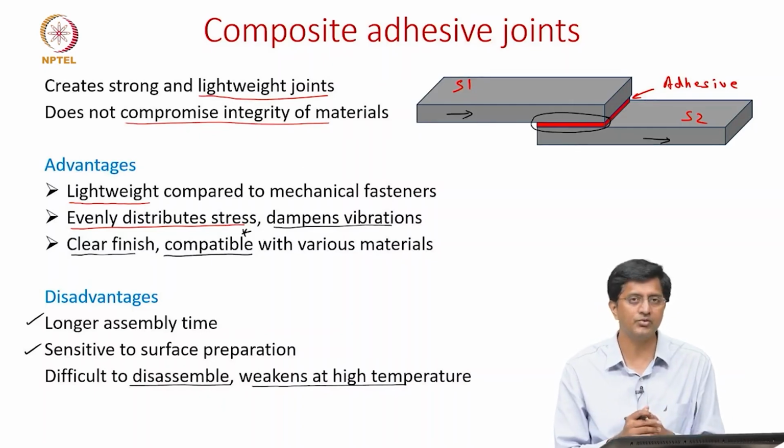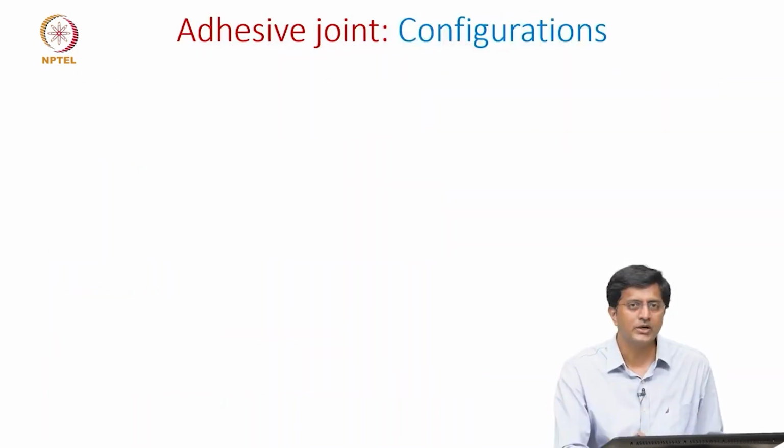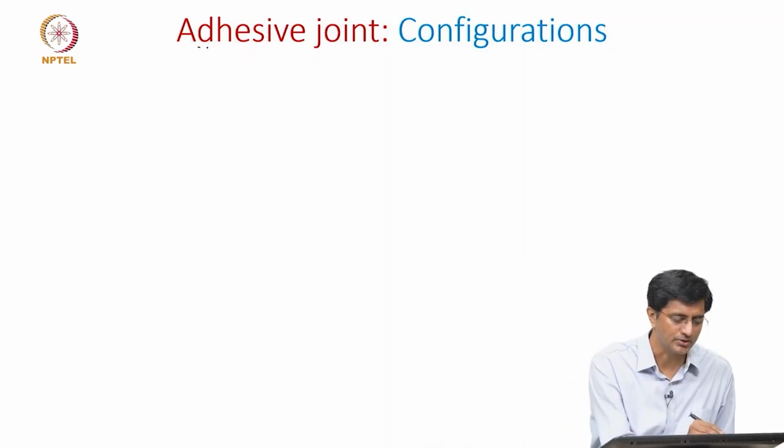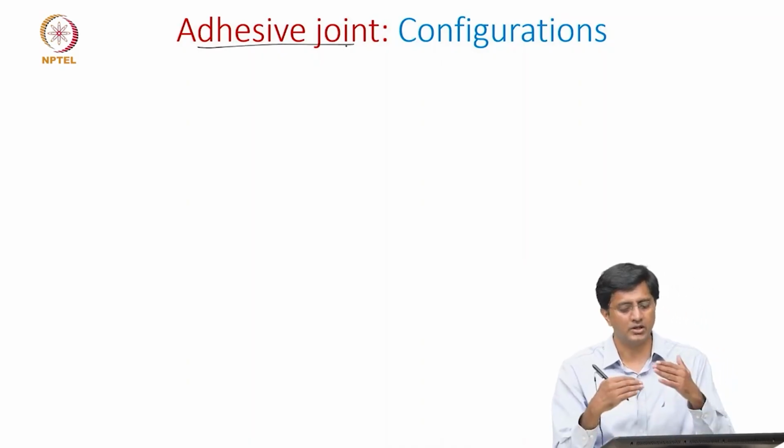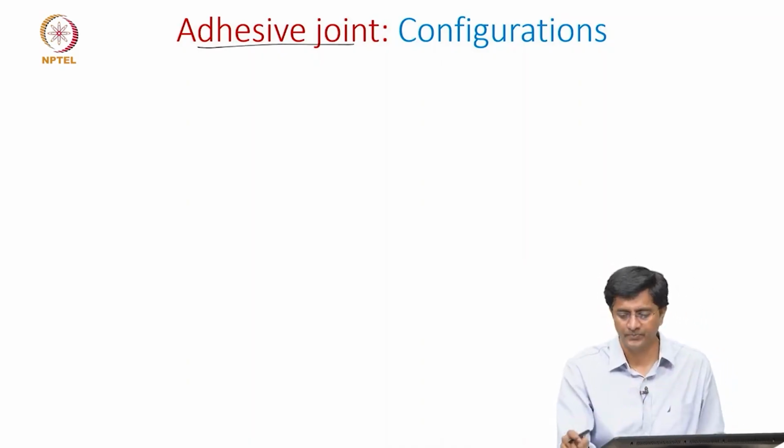Or here, if one chooses to go with the adhesive joints, these are few of the disadvantages and advantages one needs to be aware of. So now let's focus on what are the different configurations in which we can go with the adhesive joints, meaning what is the geometry of these joints.